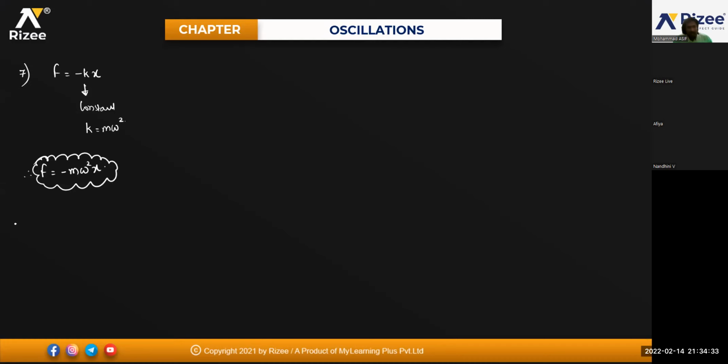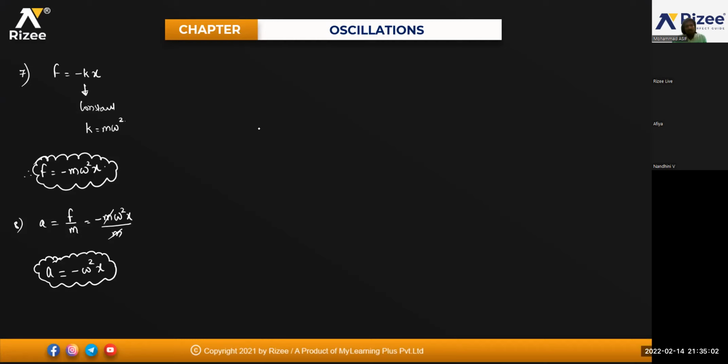If I'm writing the acceleration for this particle, acceleration is equal to force divided by mass. That is equal to minus m omega square x divided by m. Mass and mass will get cancelled. So acceleration of this particle will be equal to minus omega square x. So a is equal to minus omega square x. If I take the magnitude, the maximum will be omega square x.